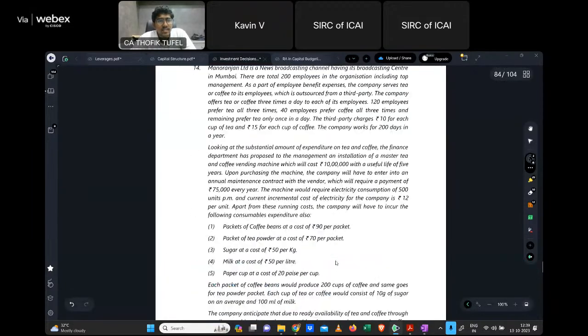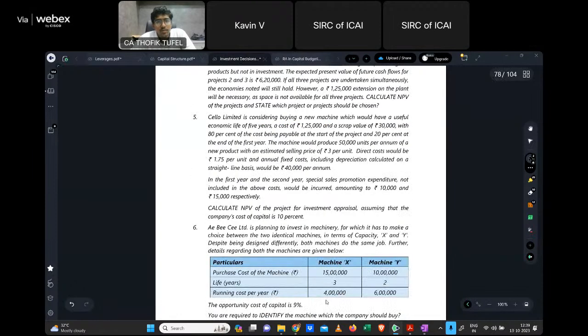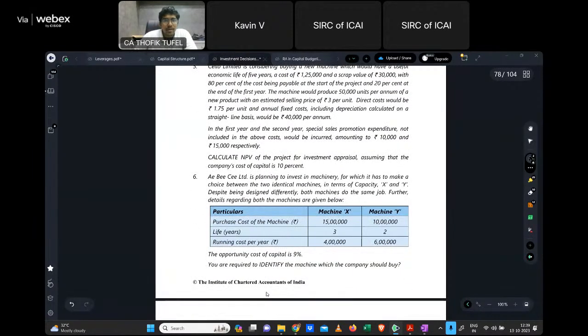See question number 6. Okay, see question number 6. ABC is planning to invest in 2 machineries. Okay, the purchase cost and life is given. Okay, life is given and running cost per year is given. So this is 0th year investment. Running cost per year, so 1, 2, 3. Running cost per year is 4 lakh and for the other, 1 and 2 running cost is 6 lakh rupees.